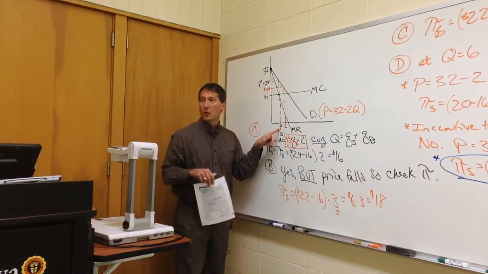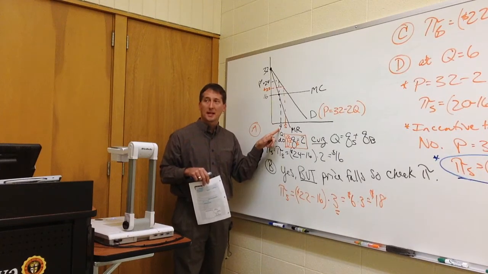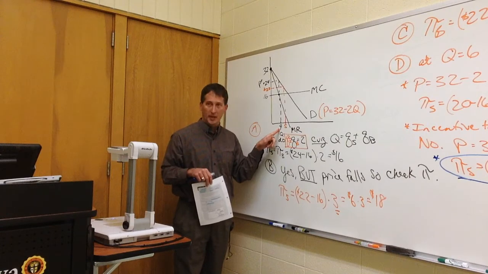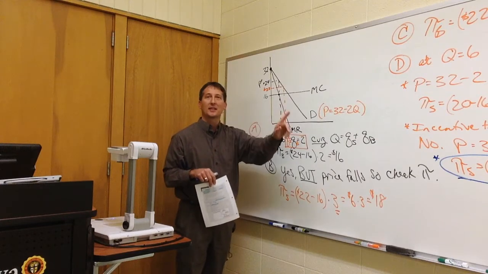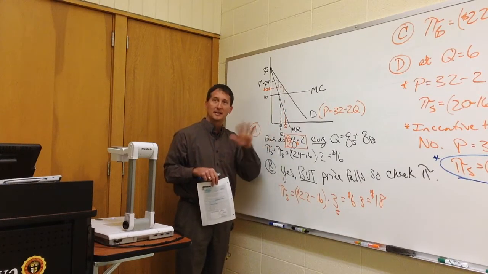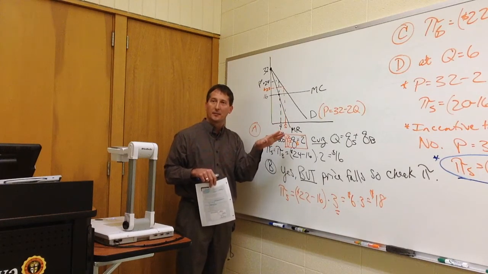We started at 4. That wasn't stable. Why was it not stable? Because they both had incentive to cheat. So it's not a Nash equilibrium. If one person wants to change their answer, taking as given what the other one's done, it's not stable. It's not a Nash equilibrium.